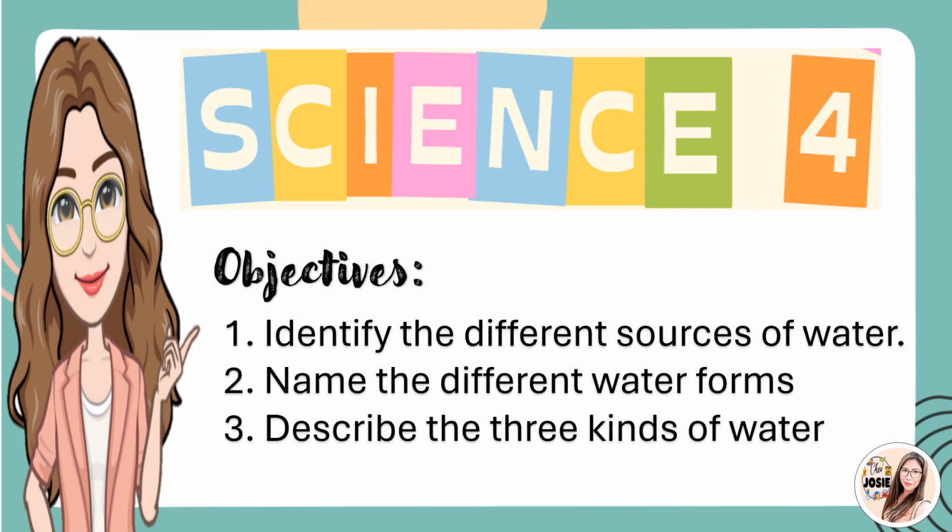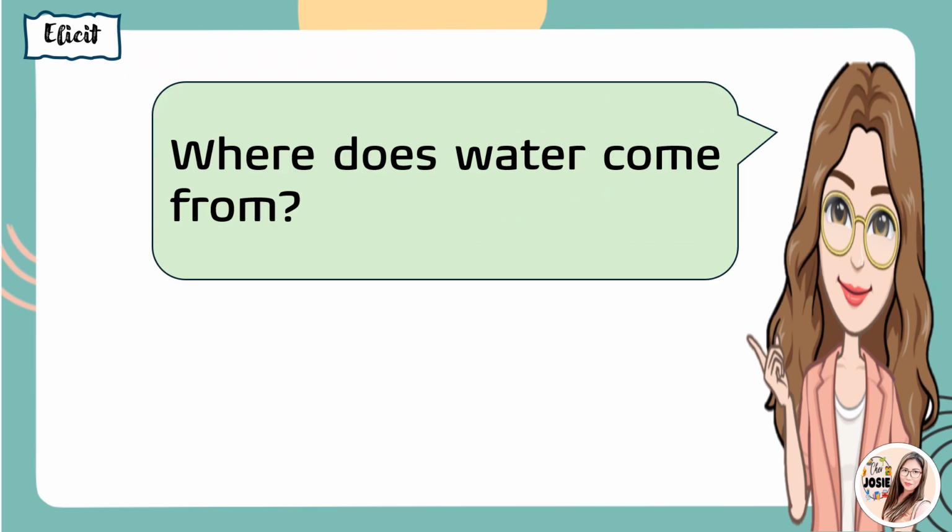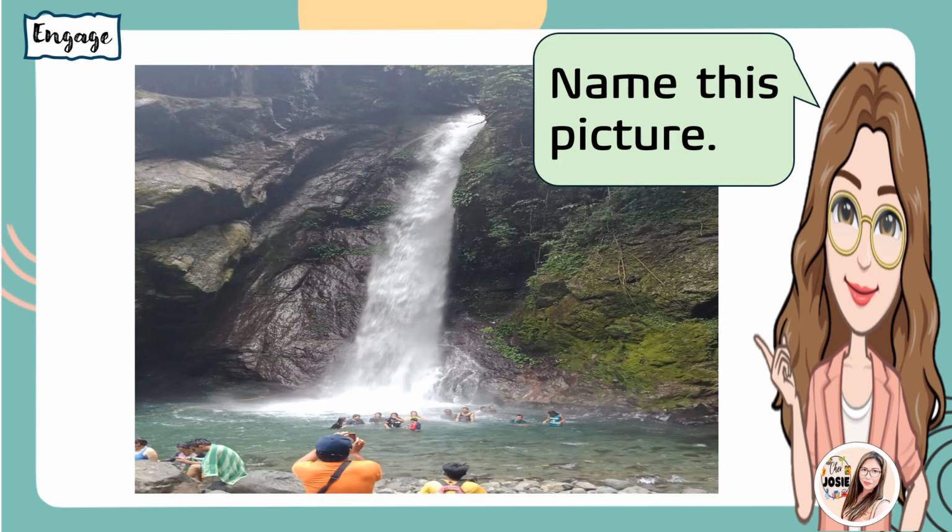Let's begin. Based on our past lesson, how do you keep the soil moist, just like in this picture? Very good. We used water. Where does water come from? You're right. It may be in the rain, rivers, seas, or in the faucets. Kindly name this kind of water form. Very good. It is a waterfall.